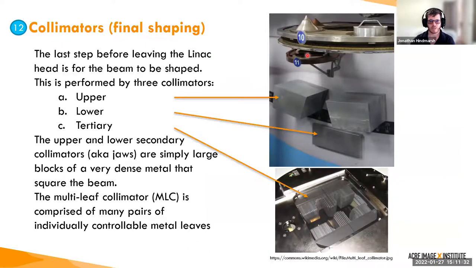After we go through the ion chamber, the beam then interacts with the collimators. First up, we have the upper and lower collimators, and then in a Varian machine, the tertiary, which is the MLC. In an Elekta machine, you may have the lower replaced with the MLCs. In a Varian machine, the top jaws will be the Y jaws and the lower jaws will be the X jaws, so lateral and longitudinal. The solid upper collimators are used to shape the beam into a square, and the MLC is used to shape it into other shapes.